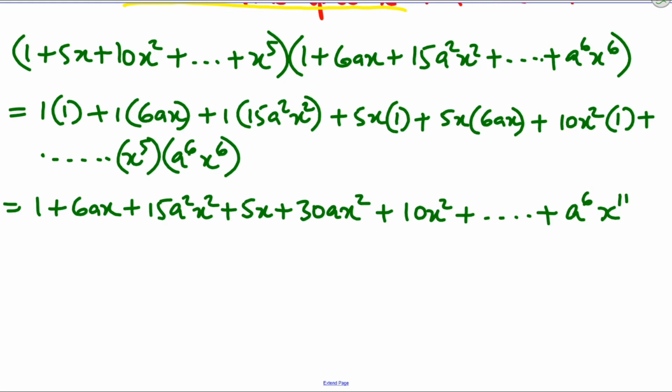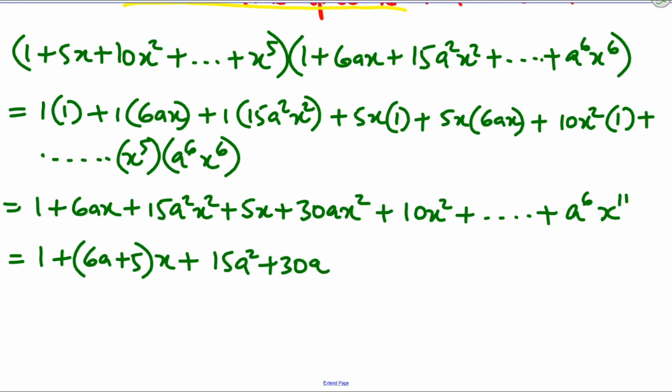We can group terms in x to the power 1 and x to the power 2. So what we can have here is 1 plus (6a plus 5)x plus (15a squared plus 30a plus 10)x squared, plus whatever comes next, plus the last term, which is a to the power 6 x to the power 11.